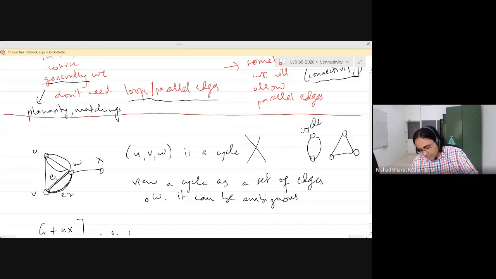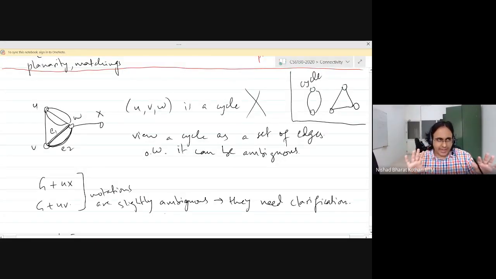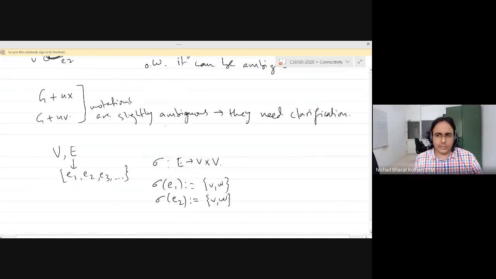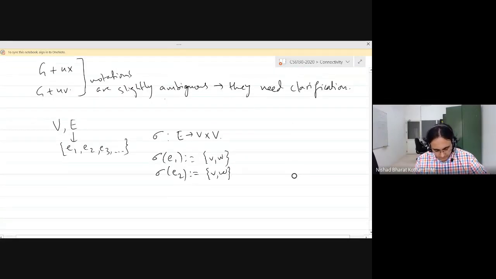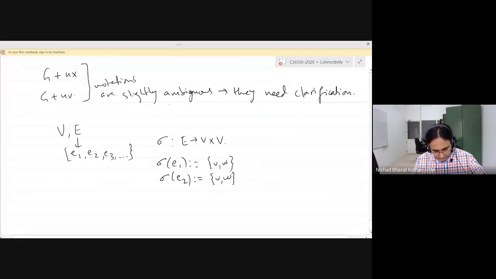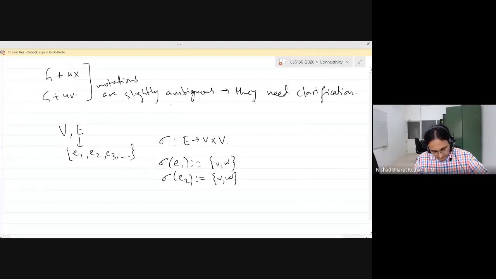Okay? So there are some subtle differences, but I think everything we have discussed so far in this course just goes through if you allow parallel edges. But you just have to be careful with some of your notation. You have to explain what it means. Okay? Are there any questions about this discussion? Any questions?